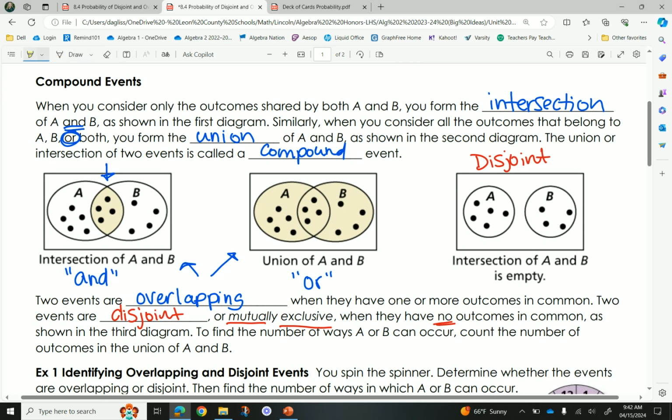To find the number of ways that A or B can occur, we count the number of outcomes in the union of A and B. So if it's in the circle. Again, A or B, that word or, means we count whatever is in a circle, as long as it got placed somewhere.